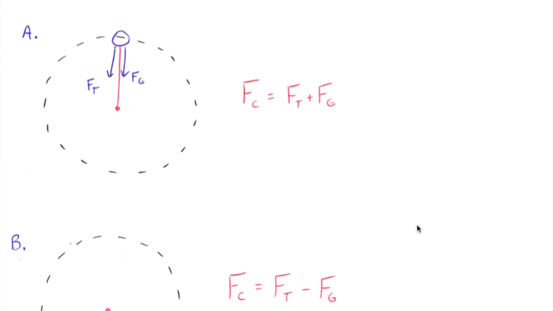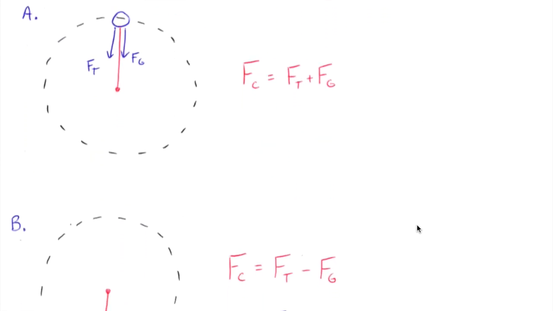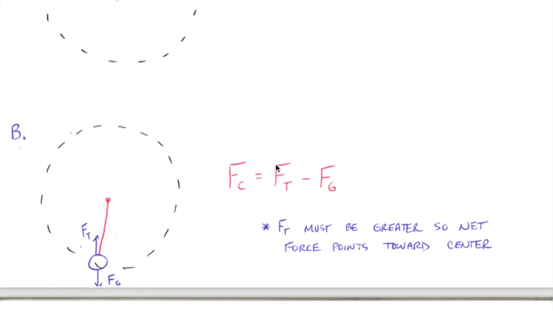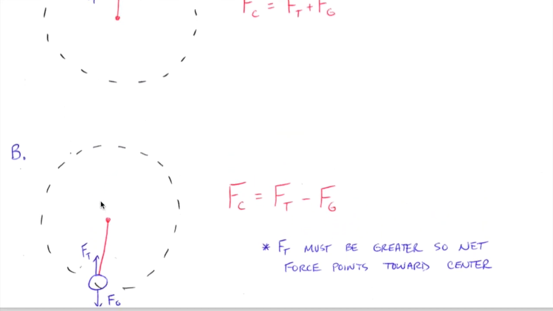If we look at part A, it wants to know what the centripetal force would be at the top of the yo-yo's arc. Well, if you look at the free body diagram, tension acts down, gravity acts down. So since they both point towards the center, centripetal force would be Ft plus Fg. The tension in the string and the gravity both pulling down. If I look at part B at the bottom, well, I still have tension pulling towards the center. Gravity pulls away. Therefore, my centripetal force would equal Ft minus Fg, towards positive, away, negative.